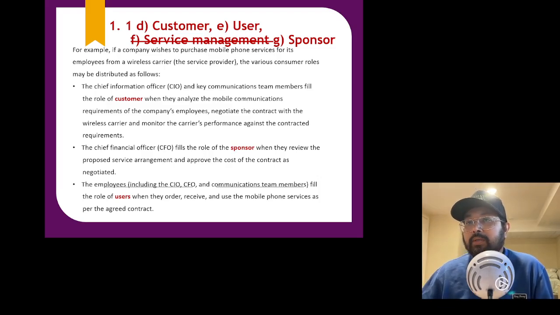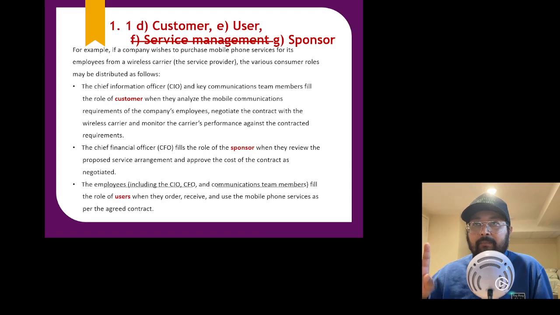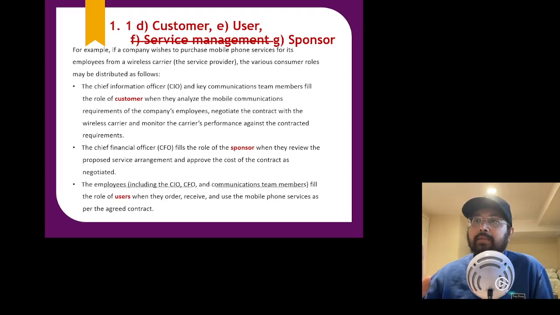And the employees, including me, CIO, CFO, and communication team members, fill the role of users when they order, receive, and use the mobile phone services as per the agreed service contract. Okay, so I hope this example also explains these three roles very clearly, and you will see some questions from these similar types of examples in the test. And you have to identify the role of customer, sponsor, and user from that question.